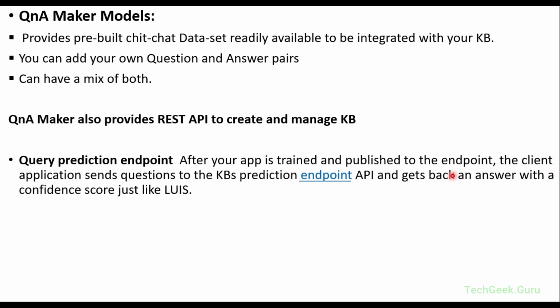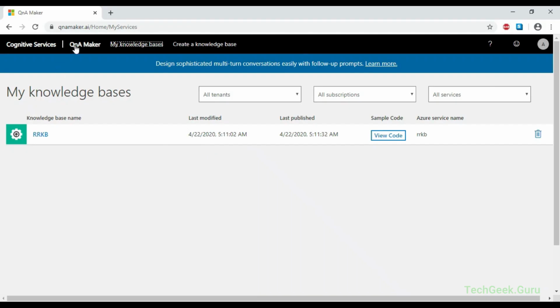And we are going to use details like the knowledge base key, knowledge base ID, and the endpoint host in our bot to connect to QnA Maker. So let's go to the QnAMaker.ai portal and start adding some question answer pairs to our knowledge base. So I've logged into my QnAMaker.ai portal.